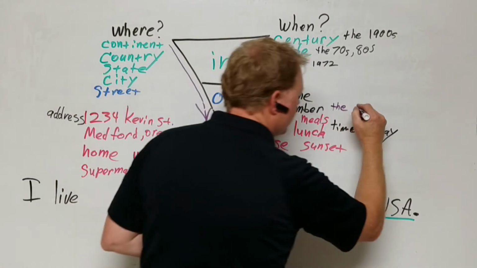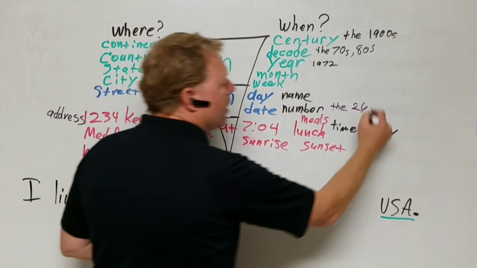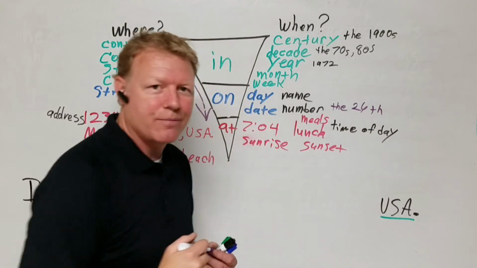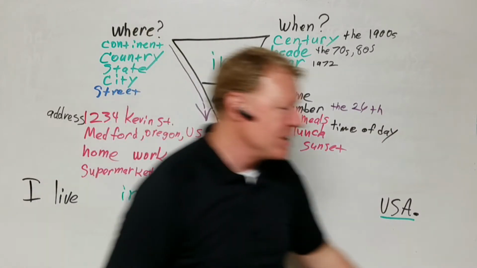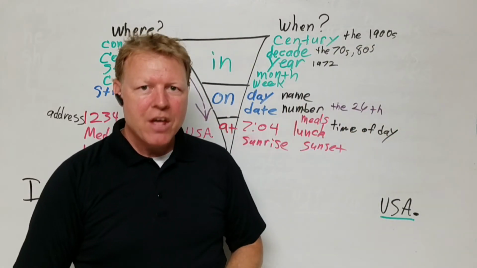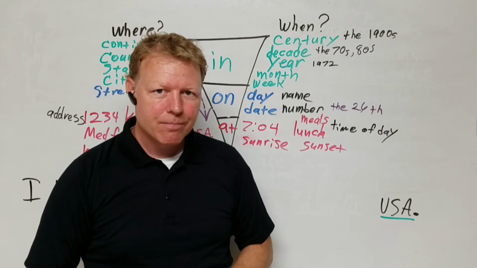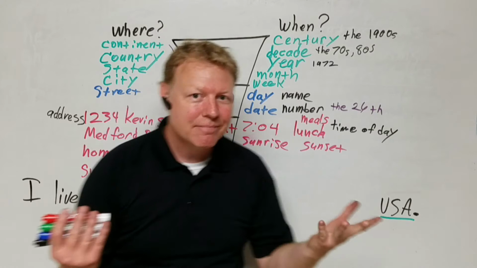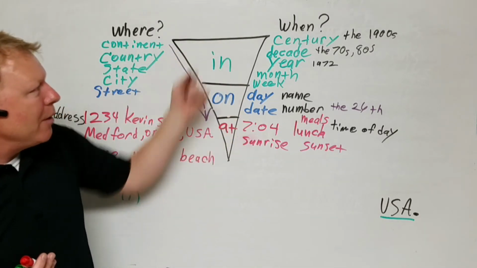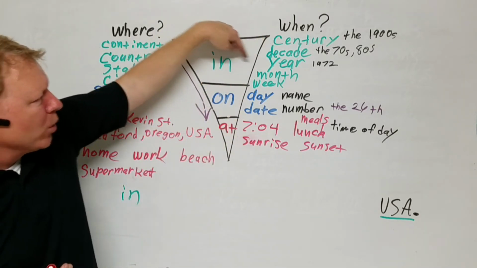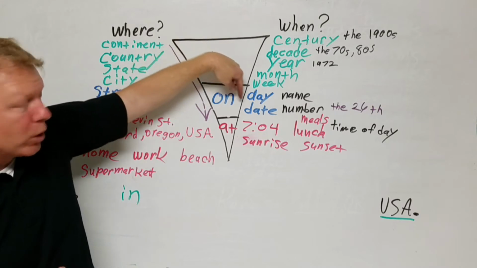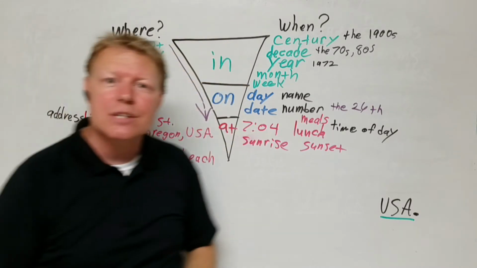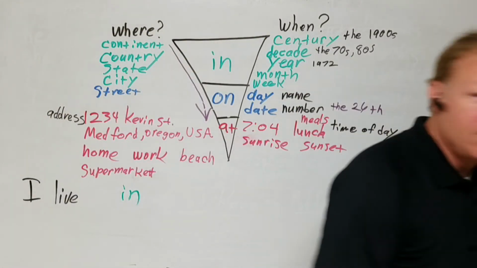And then write a number, 26th. You see? The 26th, the 3rd, the 14th. I know it can seem like a real mouthful to do that, but that's the way we do it. So let's review. I was born in, I was born on, and I was born at. So let's do it.